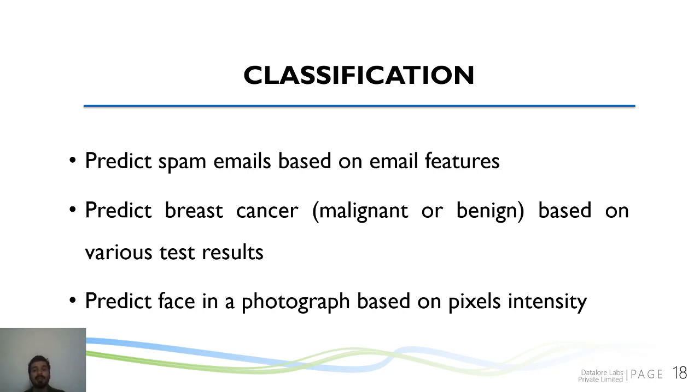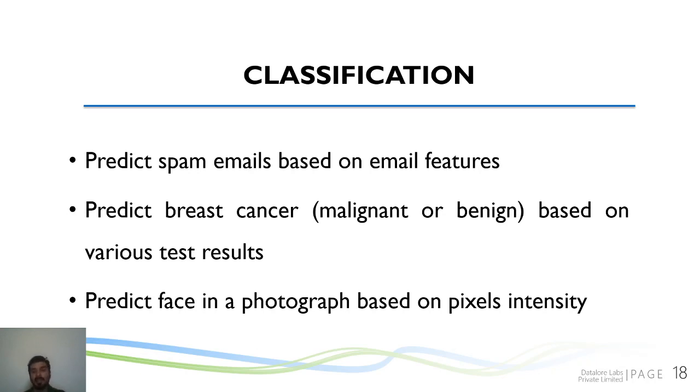Okay, another example could be, using your various test results you'll be able to predict well in advance if a person has breast cancer or not, or if a particular tumor is malignant or benign. Or another example could be an image example. As soon as you upload an image to Facebook, it actually puts a square box around your face, right?